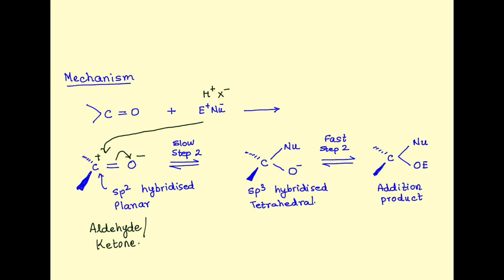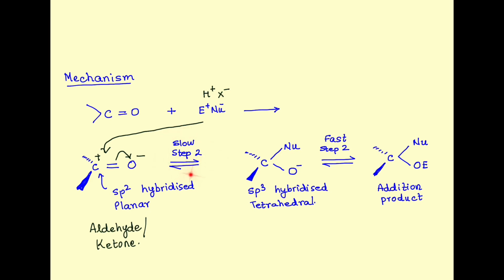So, the H positive will go to the oxygen and X negative will go to carbon. Now, this by no means is limited to HCl, HBr, HI. No, X can be any negative part. That means it can be any nucleophile over here. What nucleophiles are there, we shall see further on in the video.